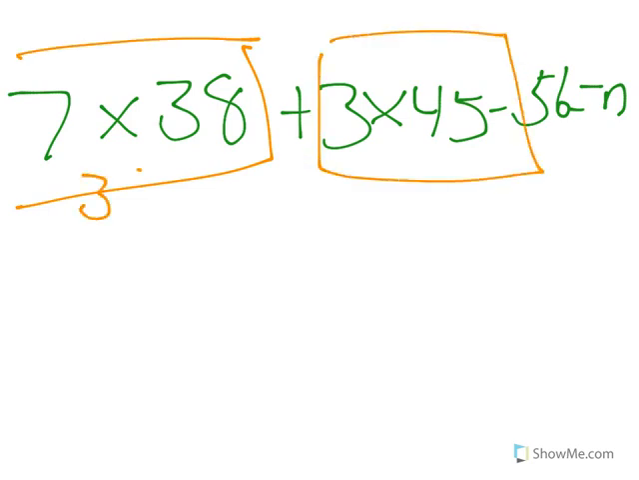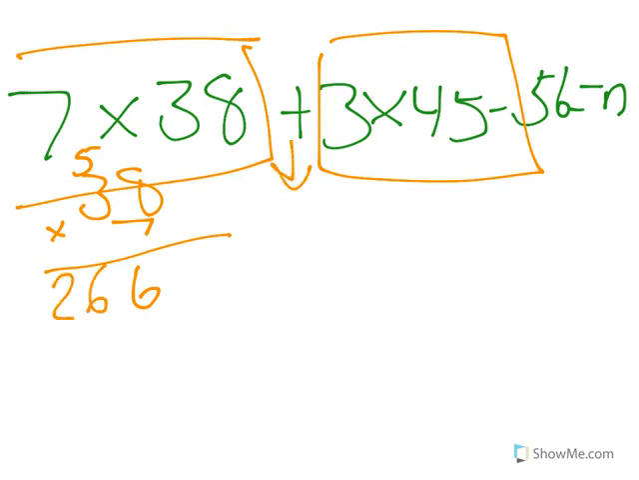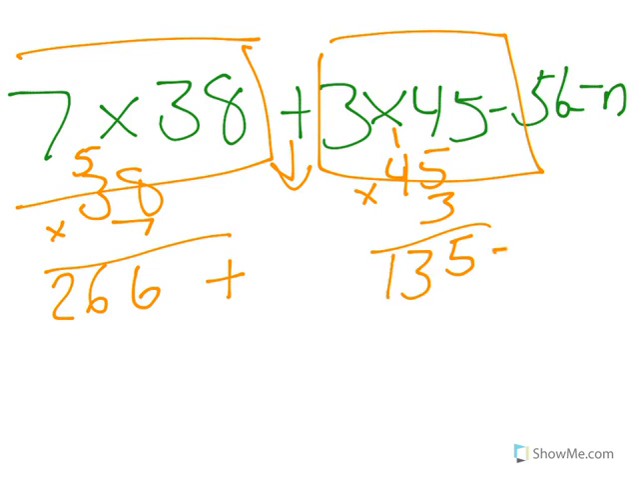So I'm going to do 38 times 7. 8 times 7 is, yep, it's 56. Bring down my 6, carry my 5. 3 times 7 is 21, plus 5 is 26. Okay, now I'm going to bring this down. Now I'm going to do my 45 times 3. 5 times 3 is, yep, 15. Carry, I've got 4 times 3 is 12, plus 1 is 13. Okay, now I'm going to bring the rest of this down so I know.